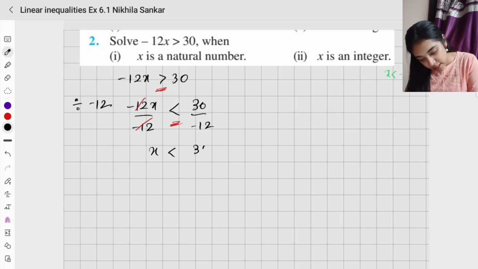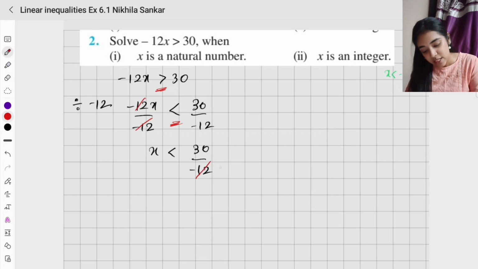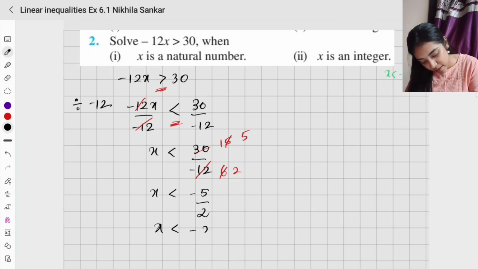X less than 30 divided by minus 12. I can cancel this. So I'll have 2 6s are 12, 2 15s are 30, 3 2s are 6, 3 5s are 15. So 5 divided by 2. So I have x less than minus 5 divided by 2, which is x less than minus 2.5.